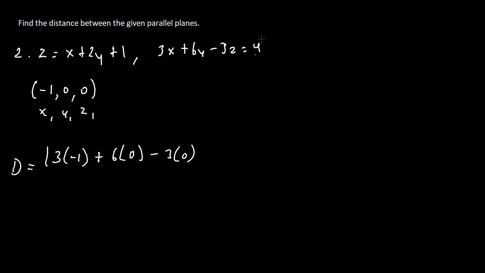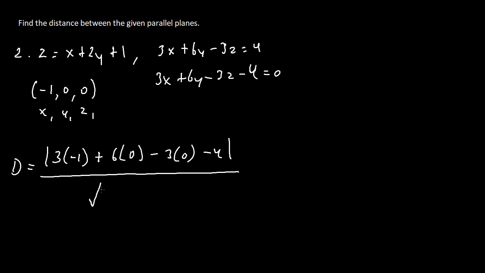And so let's go ahead and subtract over the 4. So then we get 3x plus 6y minus 3z minus 4 equals 0. So now that it's in the form, we can go ahead and identify our d value as a negative 4. We take the close absolute value, and now over the square root of a squared, so that's going to be 3 squared, which is 9, plus b squared, that's 36, and then plus c squared, negative 3 squared is 9.